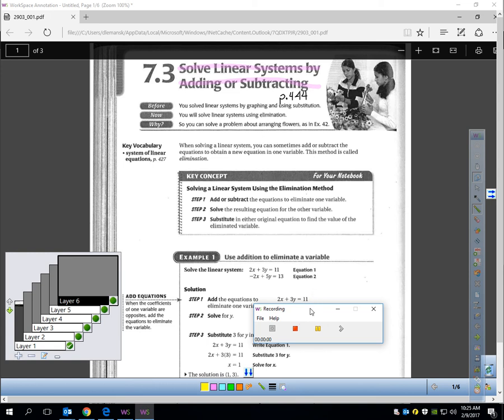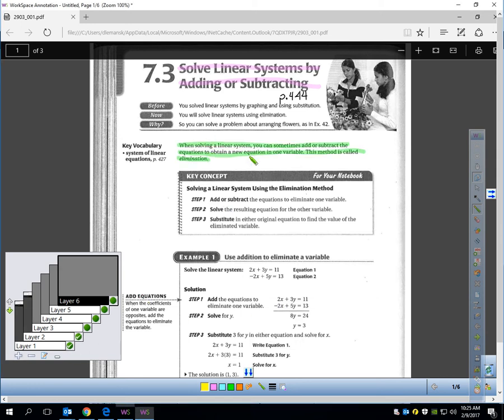Lesson 7.3, solving linear systems by adding or subtracting, which is also known as elimination. You should be on page 444. When you solve a linear system, you can sometimes add or subtract the equations to obtain a new equation in one variable. This method is called elimination.